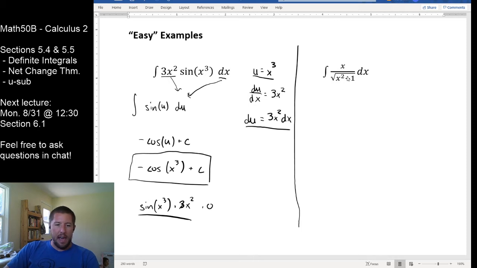And I kind of see that, right? It's not perfect, but I kind of see that. The derivative of x squared plus 1 is going to be 2x, and that's super close to just x right there, right? It's close enough. It's only within a constant multiple, and we're going to be able to handle that.